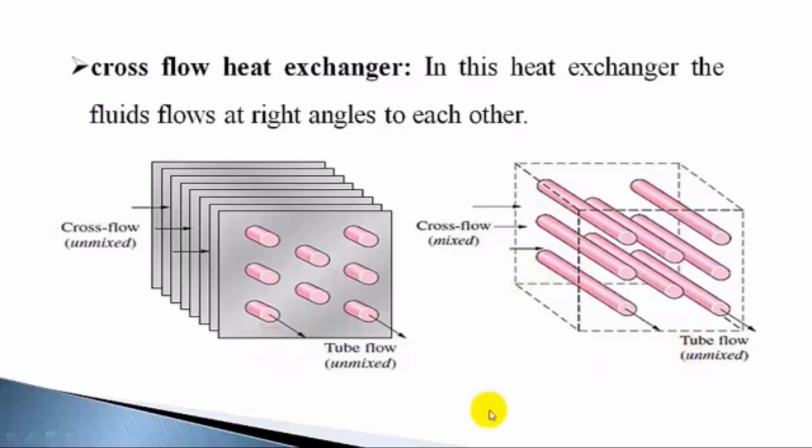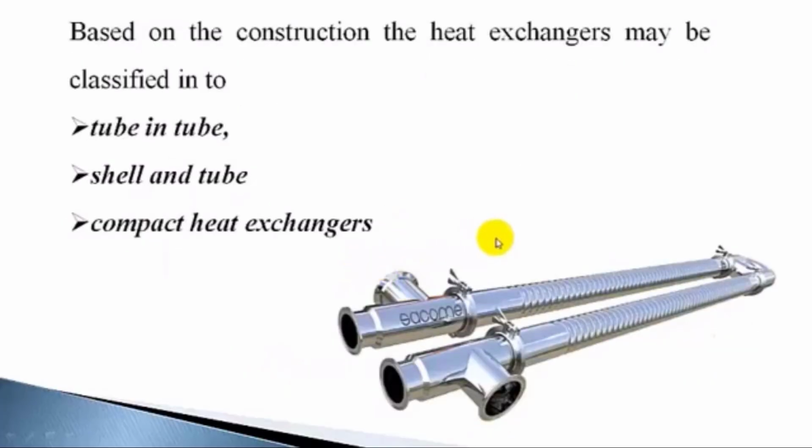The heat exchangers may be classified based on the construction, and based on the construction, they may be classified into tube-in-tube heat exchanger, shell-and-tube heat exchanger, and compact heat exchangers. Tube-in-tube heat exchanger is also called concentric tube heat exchanger.